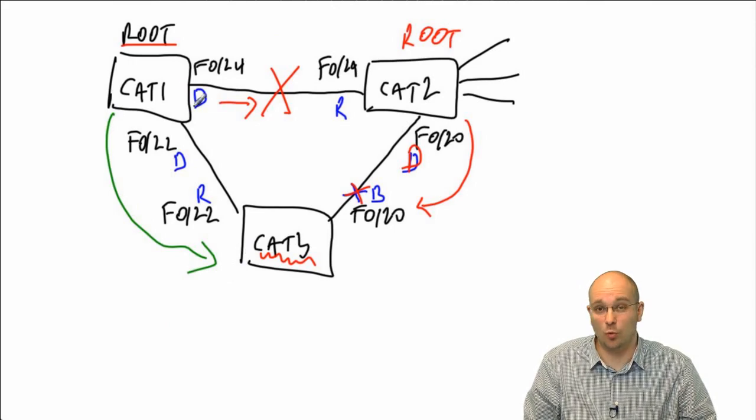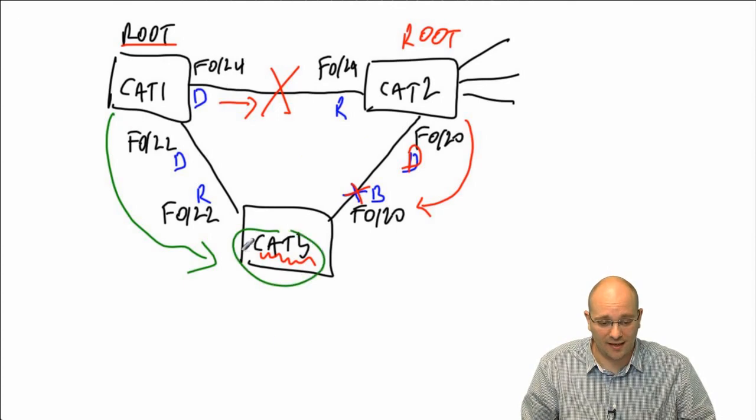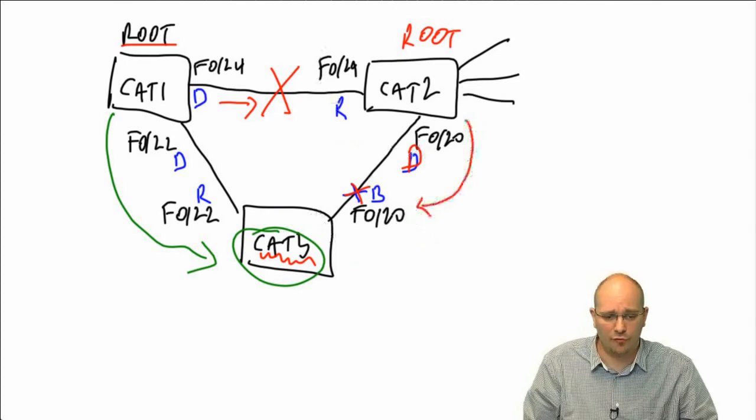And if cat1 was elected root in the network consisting of cat1, cat2, and cat3, with all links being up, it is still going to remain a root from cat3's perspective, even though this link between cat1 and cat2 is down. So when these frames start arriving to cat3, cat3 is not going to accept them immediately. It's not going to do anything about them for the duration of the max age timer.